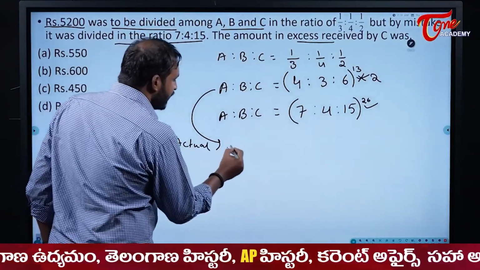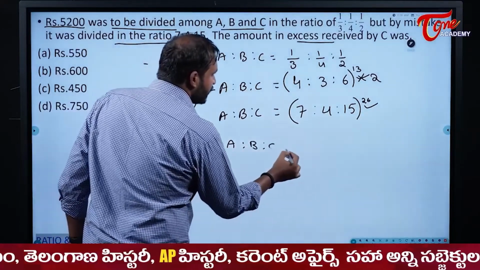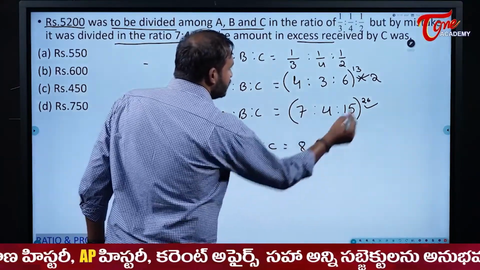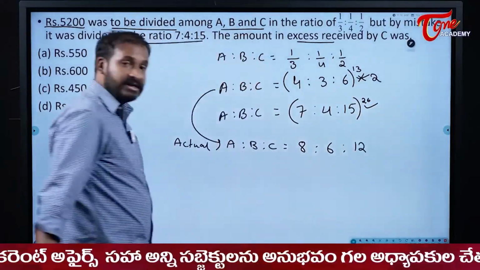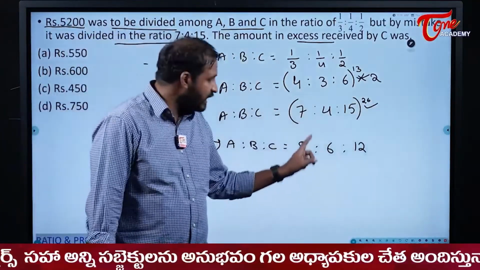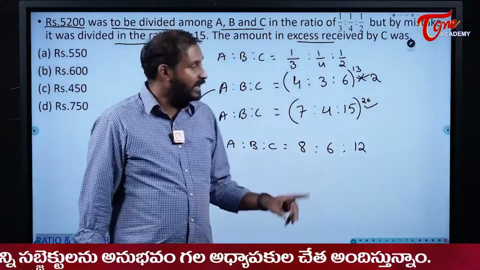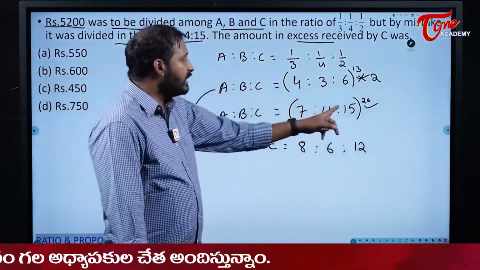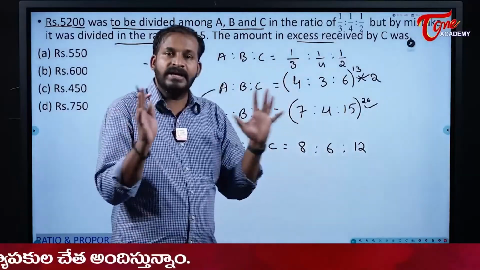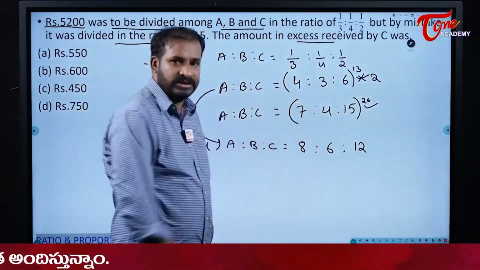Now tell me, A is to B is to C here becomes 2 4s are 8, 3 2s are 6, 6 2s are 12. So that means actually they should divide in the ratio 8:6:12. But they divided in the ratio 7:4:15. Now the quantities are equal, right? That means the total sum became equal. Now you can compare these two things directly.